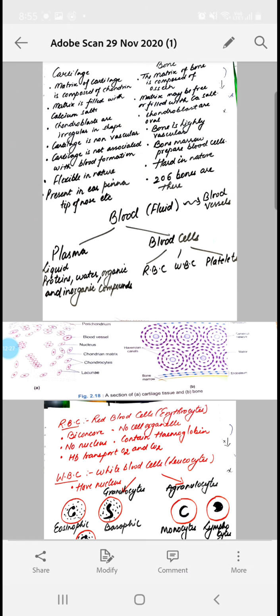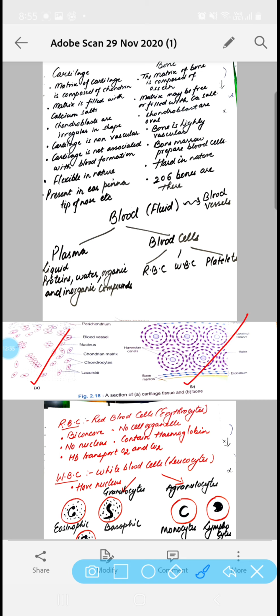So here come the diagrams that are related to the bone as well as the cartilage. This is the diagram of cartilage. This is the diagram of bone. Again, what you have to do? You have to just learn the labelings. Okay, but ज़्यादातर question आपका difference के form में ही आता है.